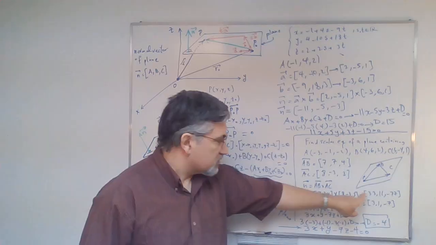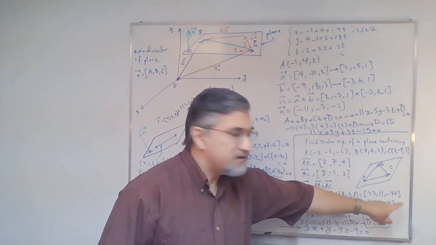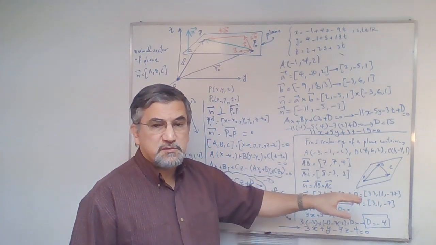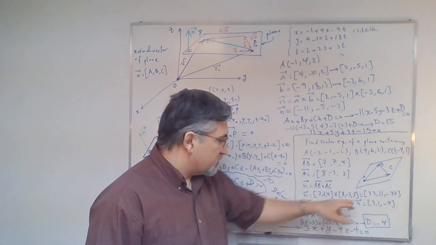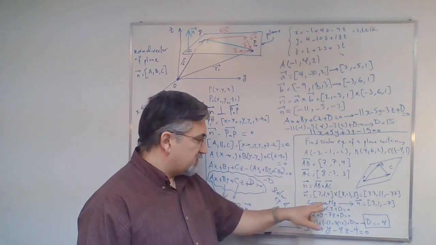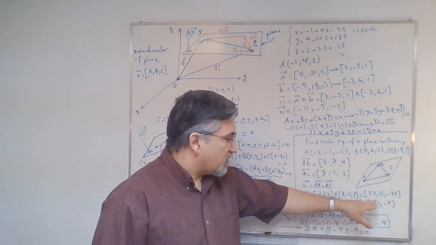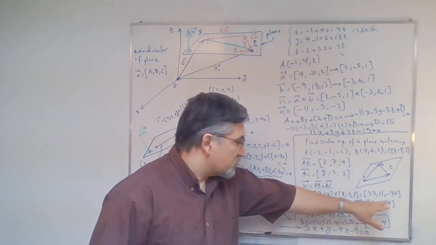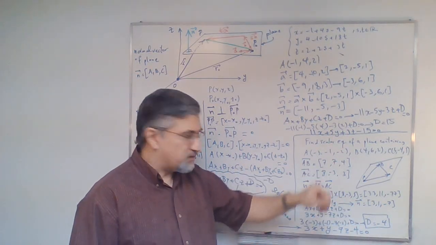So do the cross product, you get 33, 11, -77. Again, large numbers, all divisible by 11. Therefore, we're going to reduce this conveniently. Conveniently, you can reduce that to 3, 1, -7. So that will be your normal vector of the plane.